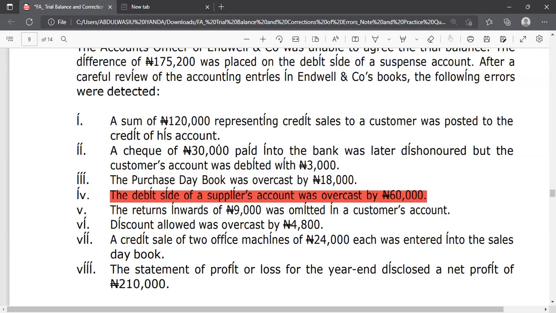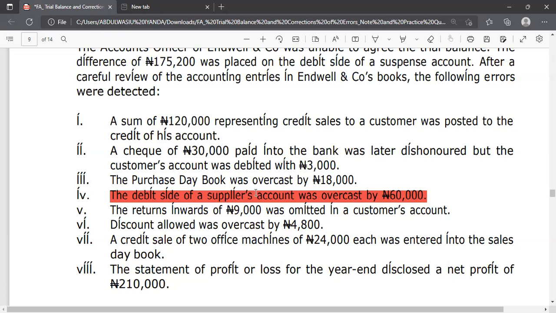So you're only going to be looking at items of the statement of profit or loss, not items of the statement of financial position. Do you get what I'm saying? Here they say the debit side of the supplier's account was overcast. This supplier's account is trade payable, which is an item of the statement of financial position. So it's not going to feature in what I'm doing now.